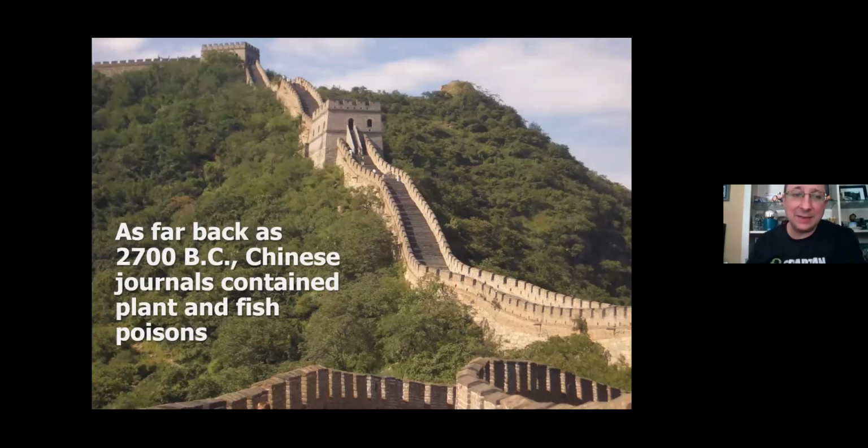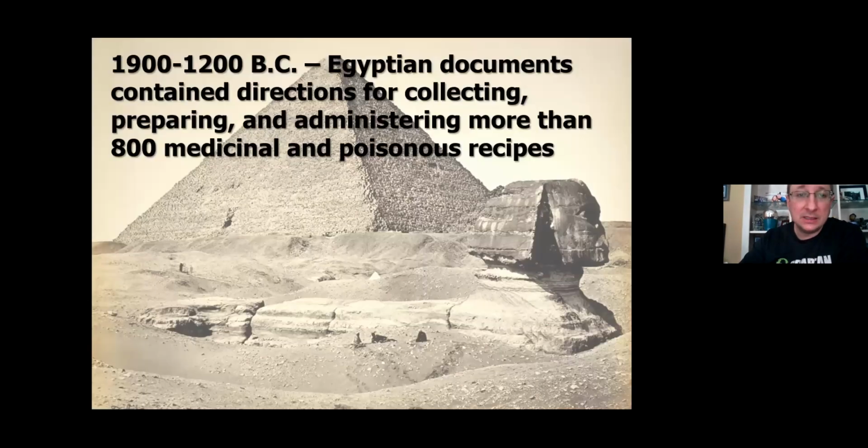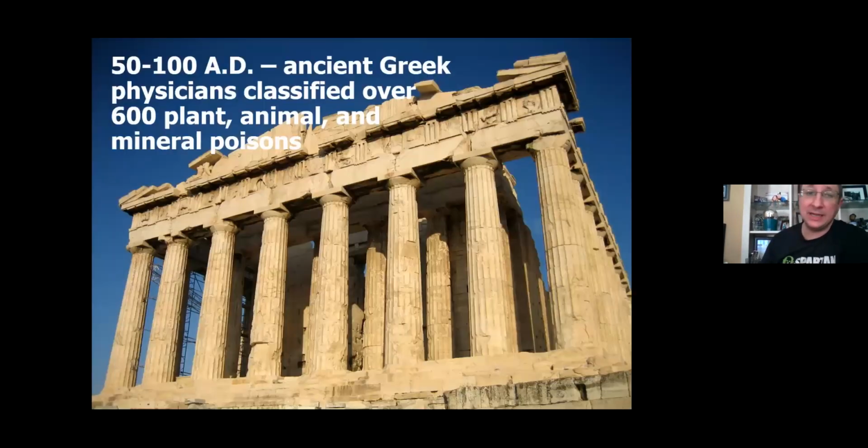This dates back a long time, as far back as early BC times. We found Chinese journals that contained plant and fish poisons. So they were at least starting to categorize fishes and plants that, if eaten, would cause a poisonous reaction. Back in Egyptian times, we see directions for collecting and preparing the administration of more than 800 different kinds of medicines, beneficial medicines and poisons. So now they're starting to put two and two together and figure out what they can do with the chemicals to affect the body.